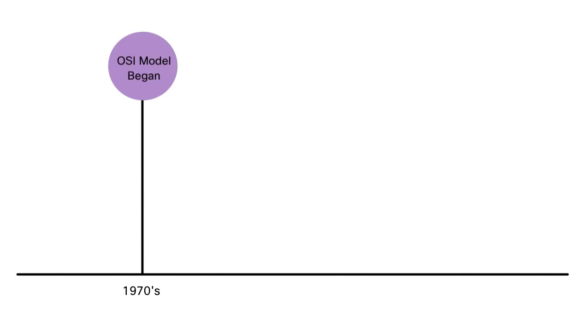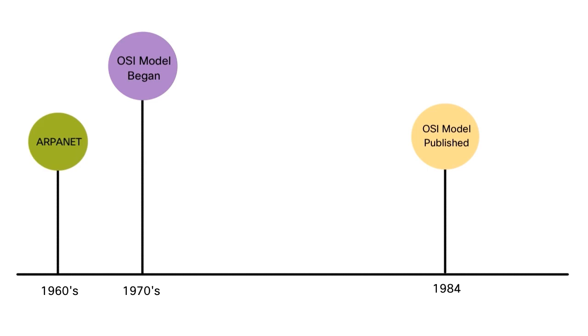Now, that would stand for the Department of Defense. So here's what happened. The OSI model's development started in the late 70s, and it was published in 1984. Now, there was a network called ARPANET, and this was sort of the precursor to the internet. This was developed in the late 1960s. ARPANET stands for Advanced Research Projects Agency Network.